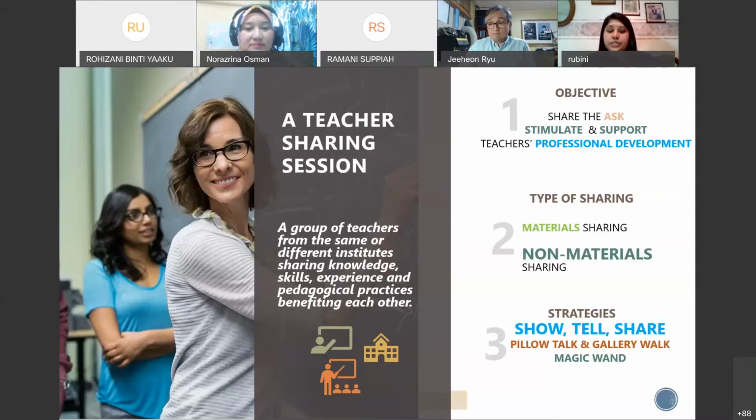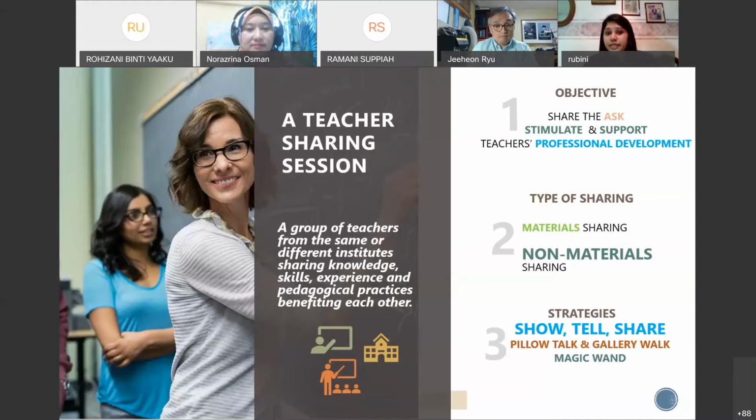In a teacher sharing session, there will be two types of sharing. Number one is material sharing, whereby the sharing is based on worksheets, probably teaching aids, the curriculum, and homework. Those are the material sharing. The second one is non-material sharing, which is the pedagogical practice itself. So this project will be focusing on the non-material sharing.